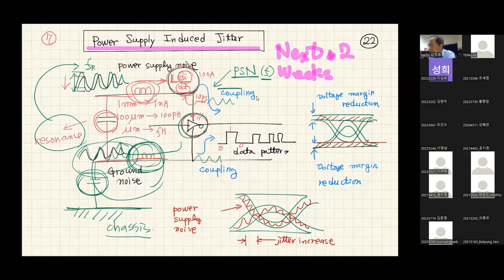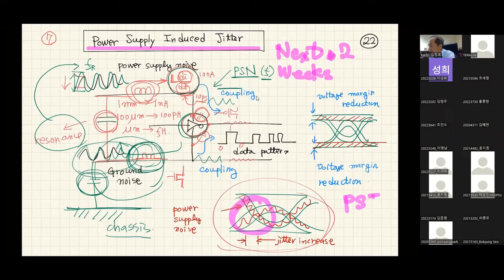Between power supply and I/O, sometimes your PMOS channel and NMOS transistor has some resistance, channel resistance. Through this parasitic capacitance and channel resistance, your power supply noise will be transmitted and coupled to the I/O line. Because of that, you're going to generate another type of jitter. Power supply induced jitter.